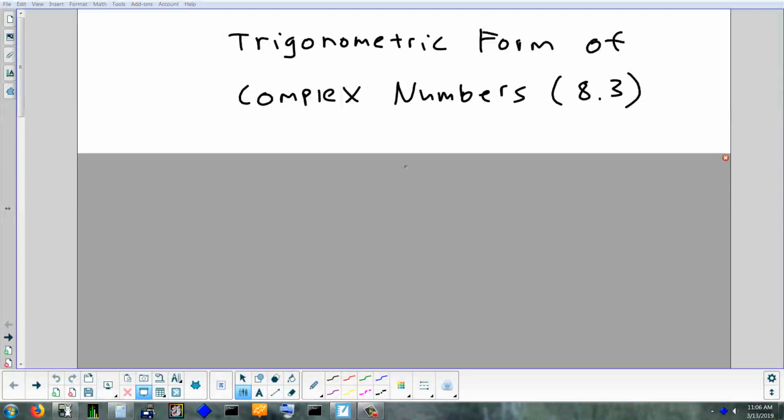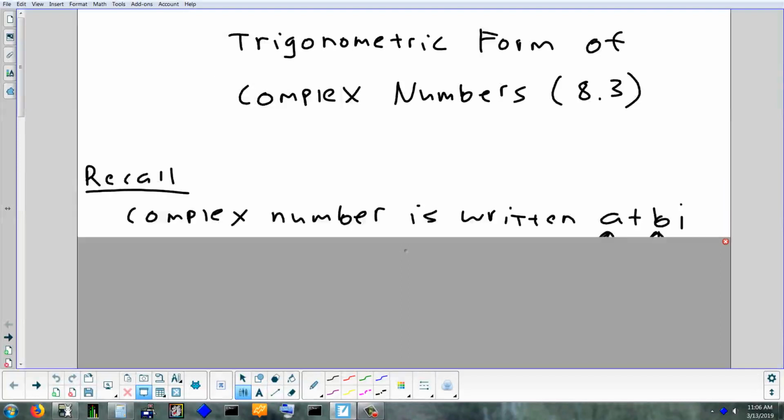All right, so last two sections we're going to look at this week, 8.3, 8.4, are going to focus mainly on complex numbers in trig form. As I said, we'll do a little bit of stuff with complex numbers the way we already know how, but then the rest of today and tomorrow we'll focus on trig form.